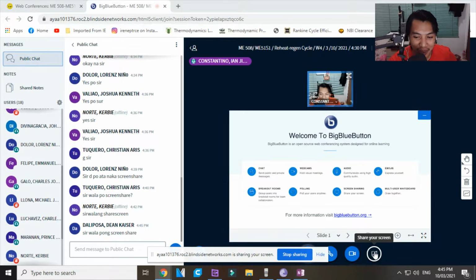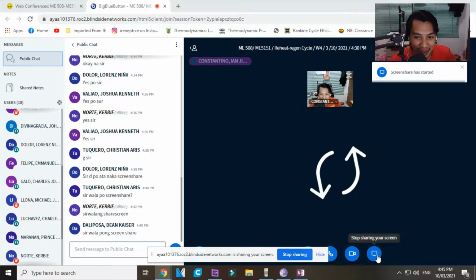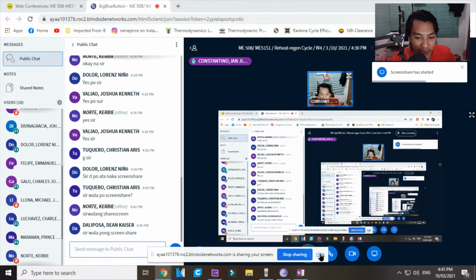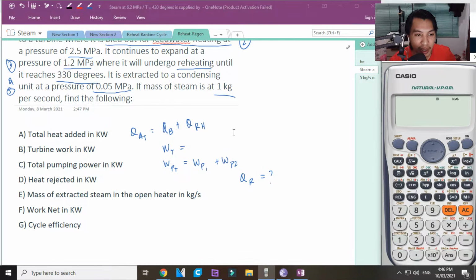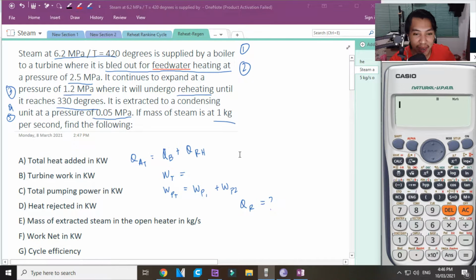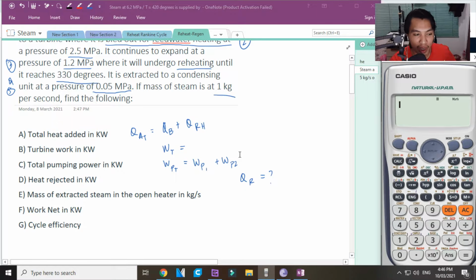Don't worry, naka-record tayo. Nag-out yung share screen niya. Yan. Ibale. Yan. So, makikita nyo naman ito mamaya. Naka-record yan. Backtrack ko na lang.